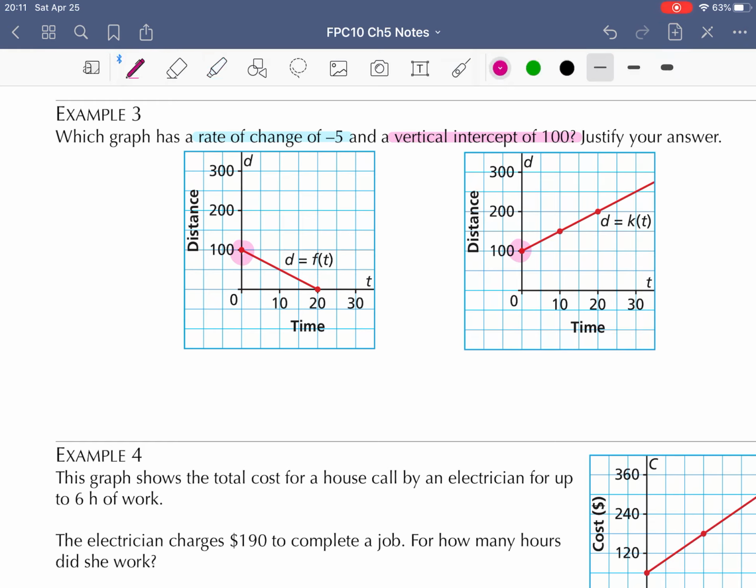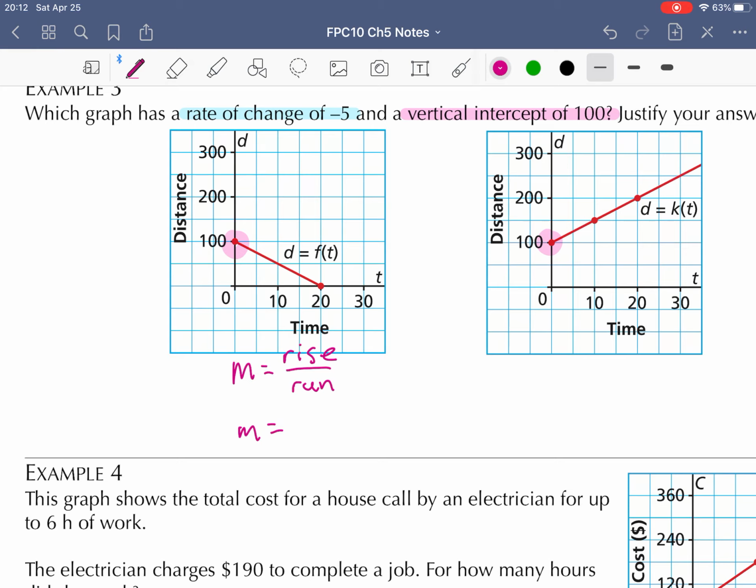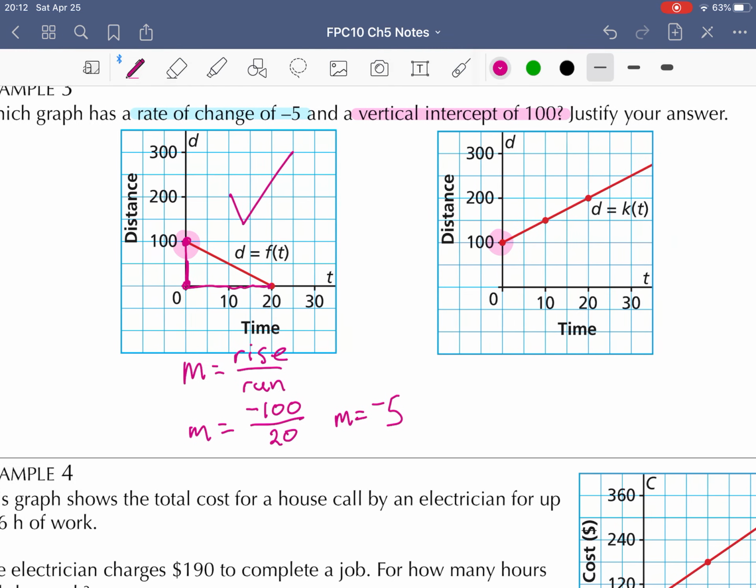Now let's take a look at this rate of change of -5. That means a slope of -5. So let's compute the slope for this graph. Slope is equal to rise over the run. You have to look at the scale. It goes from this point, it drops down 100, then goes over 20. So it drops down 100 over 20. Now we can divide that out and we get a slope equal to -5. So it's obviously this graph right here that has a slope of -5.